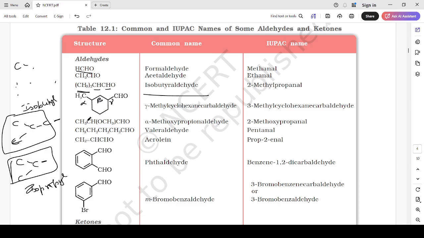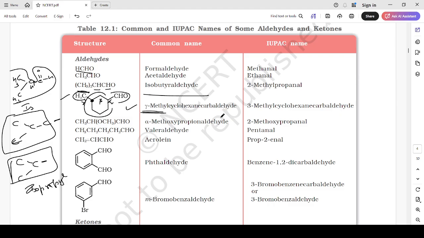But ma'am, there are no two aldehydes. What are they? There is a methyl and an aldehyde. So which is given importance? Aldehyde only. Alpha, beta, gamma. This carbon is gamma. What is present at the gamma carbon? Methyl. Gamma methyl cyclohexane formaldehyde. Clear?